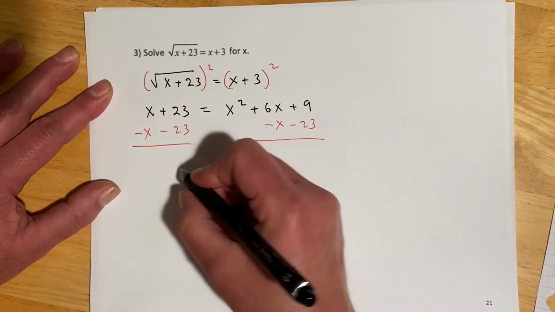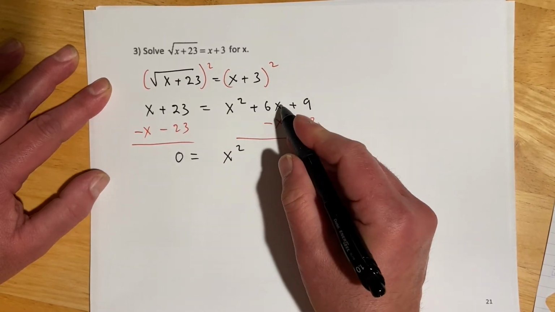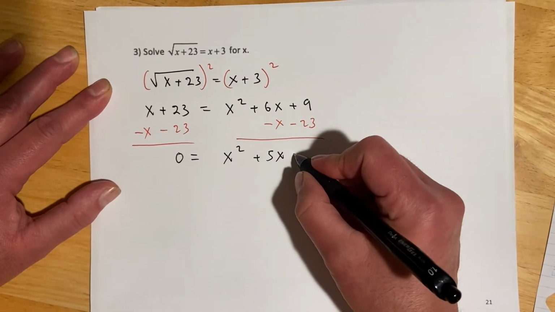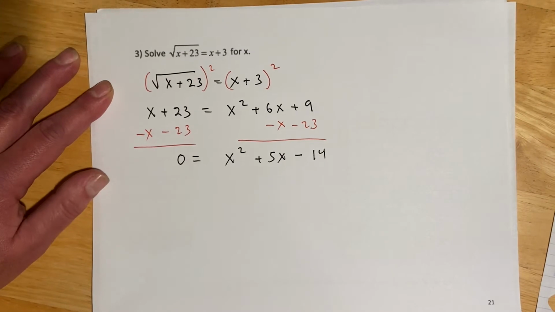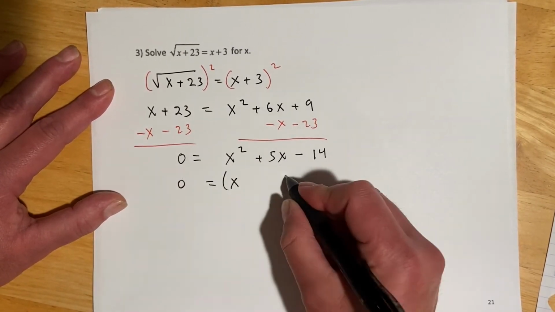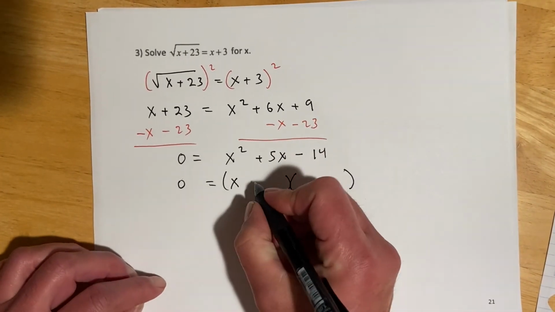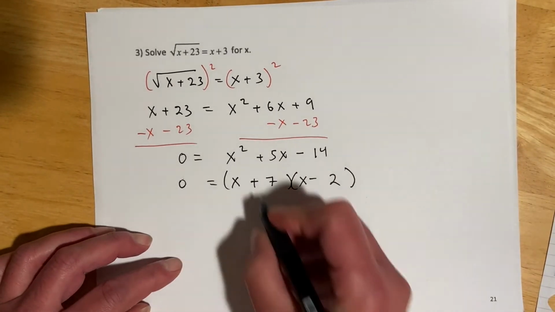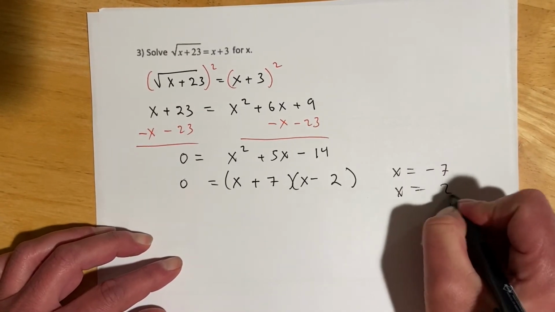So those drop out, that drops out, we got our 0 over here. And then this is going to go x squared, and then 6x minus x would be 5x. 9 minus 23 gets us a minus, what is that, 14? Yeah. And then we can factor that. So we're looking for two numbers that multiply to be negative 14 and add to be 5. So that sounds like a positive 7 and a negative 2. So that gives us potential solutions of x equals negative 7 and x equals 2.